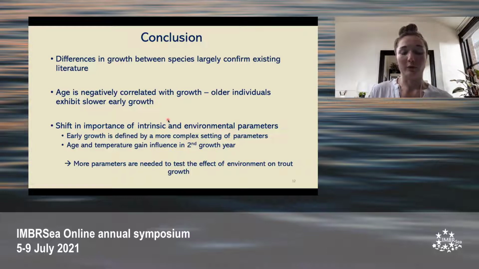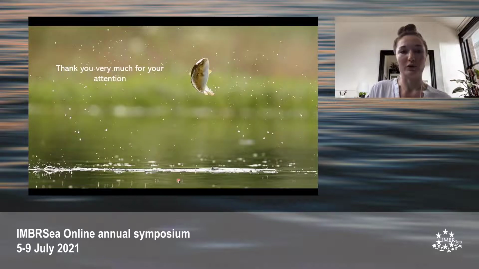So in early growth, there must be a much more complex setting of parameters mediating growth, while in the second year, age and temperature gain influence, but could not explain all of the data. So there are still more factors to explore, and which brings me to the overall implication of the status of my research so far, is that there are much more parameters than only temperature and age, which are mediating growth in brown trout.